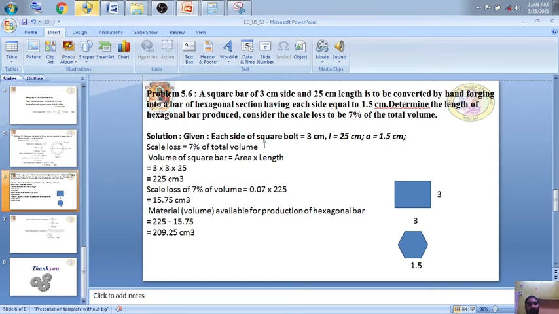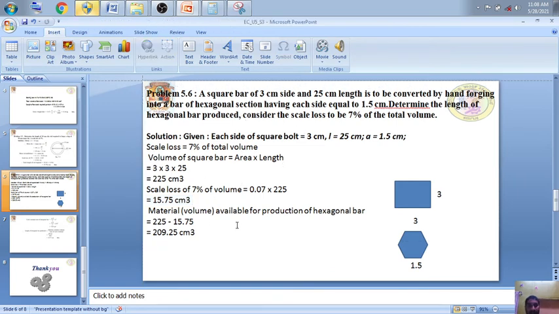So each side of the square bar is 3 centimeter, length is 25 centimeter, scale loss is 7% of the total length. So the volume of the square bar is area of the bar, which is 3 into 3, and the volume will become 3 into 3 into 25. That is 225 centimeter cube, the volume of the bar stock that is given. The scale loss we are considering as 7%. So 7% of 225 is 15.75, the scale loss.